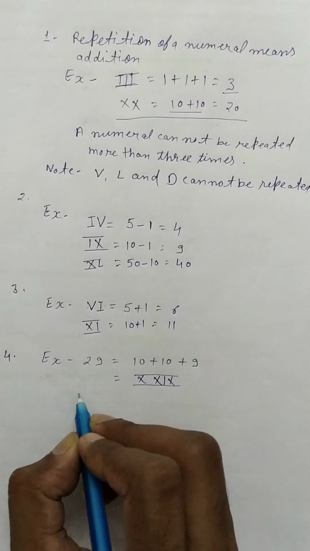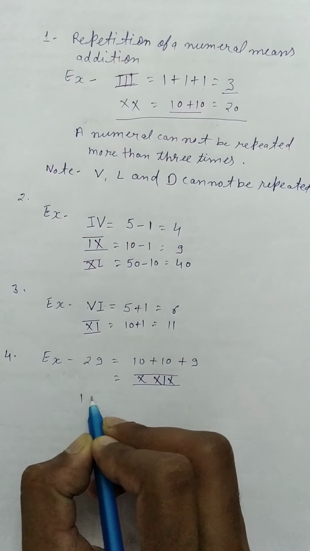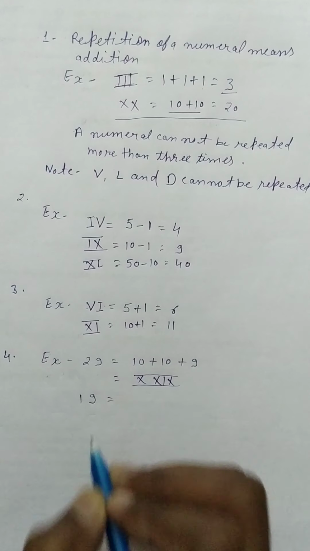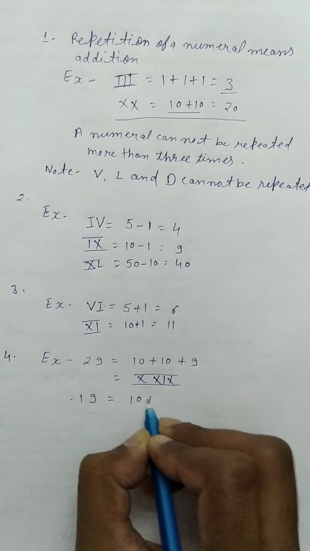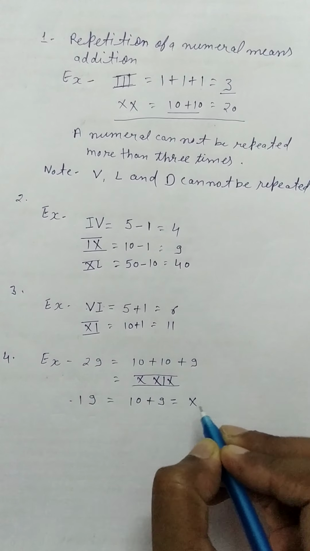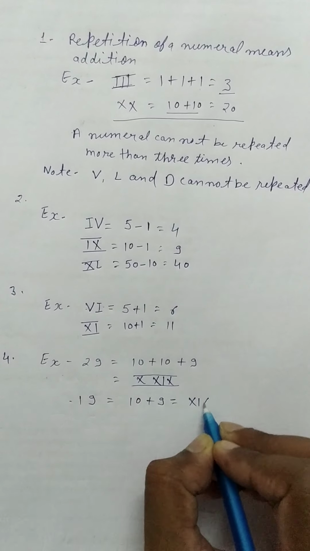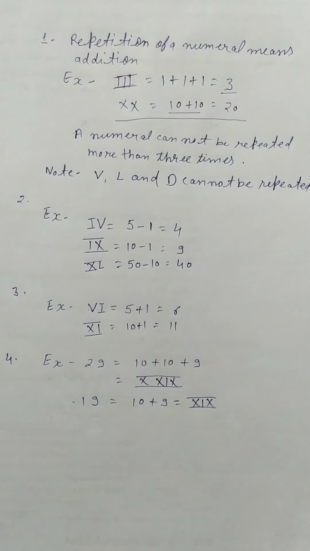For example, 19. Split the 19 into tens form: 10 plus 9. We write the 10 as X and 9 as IX. This is the 19. So by using these rules, we can make a number.